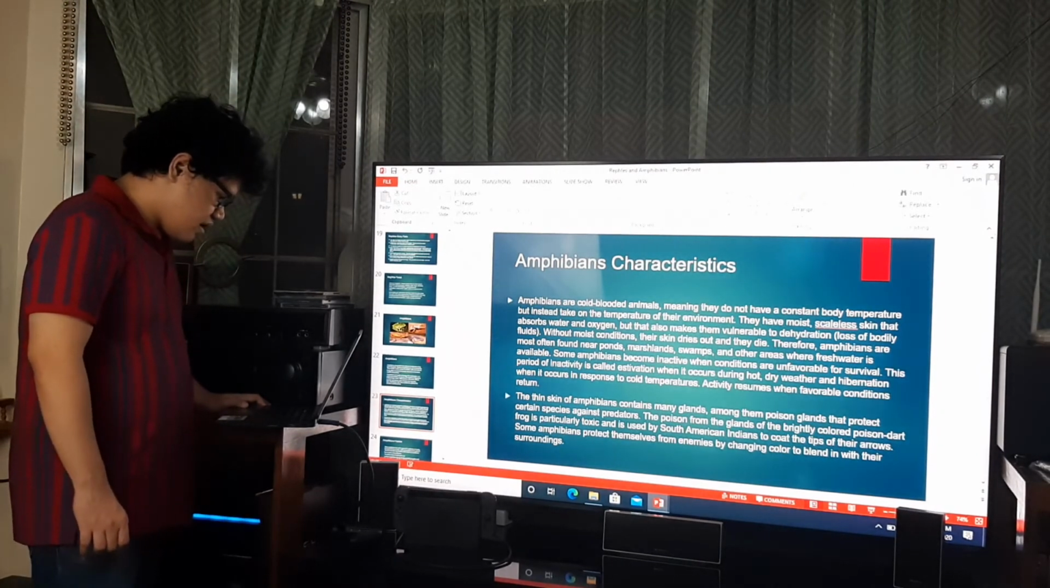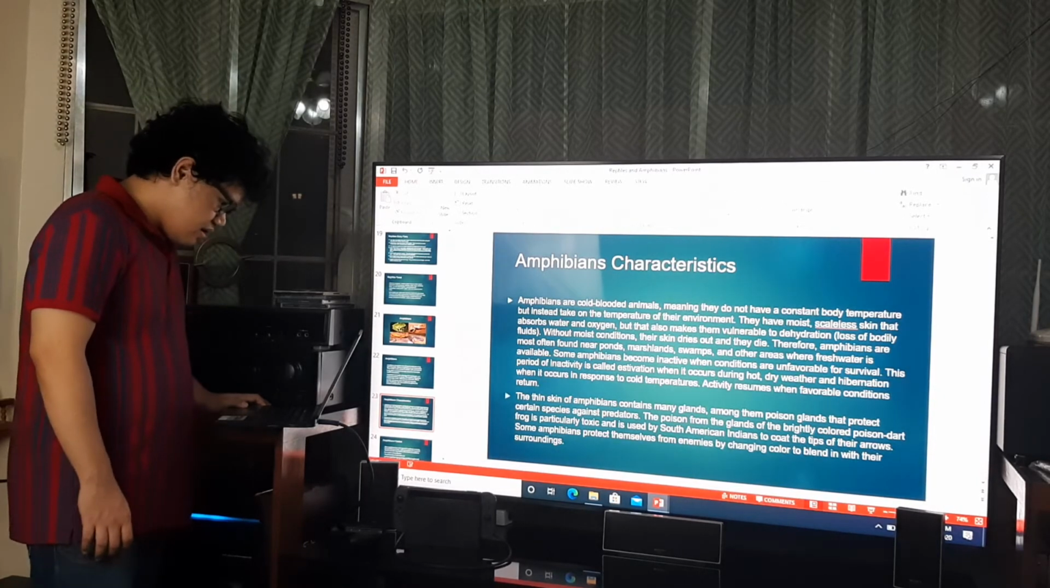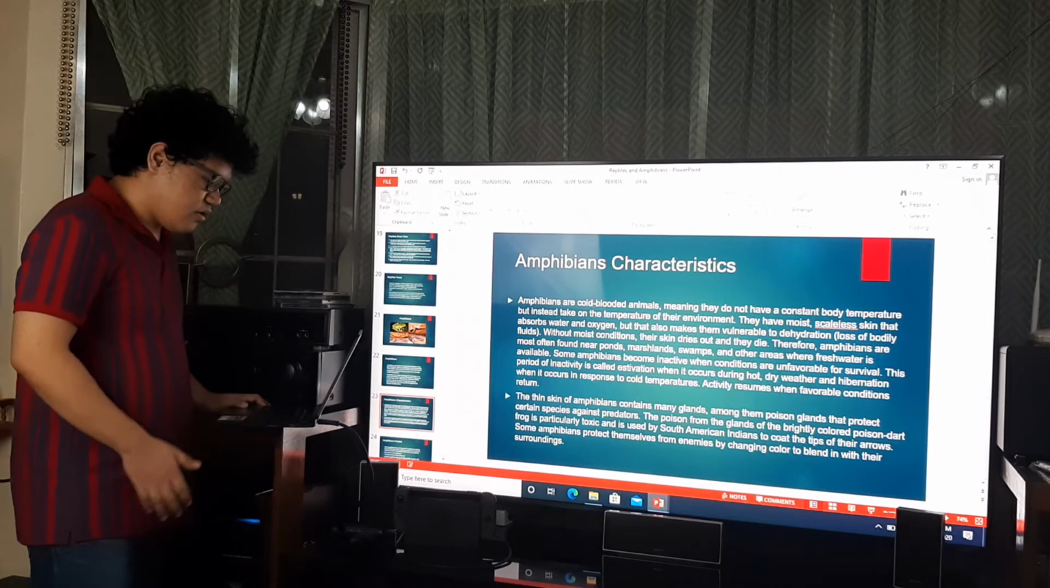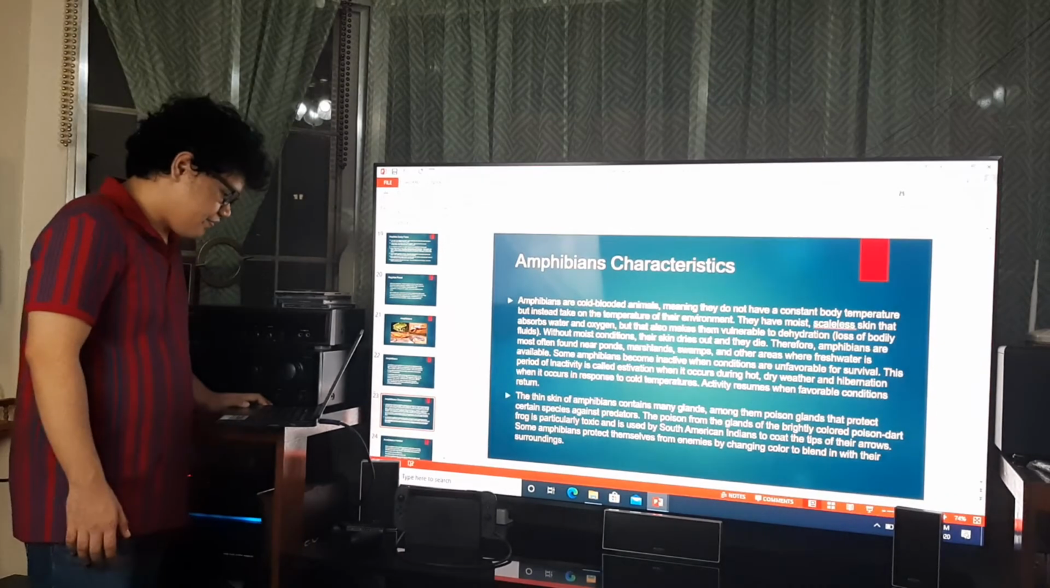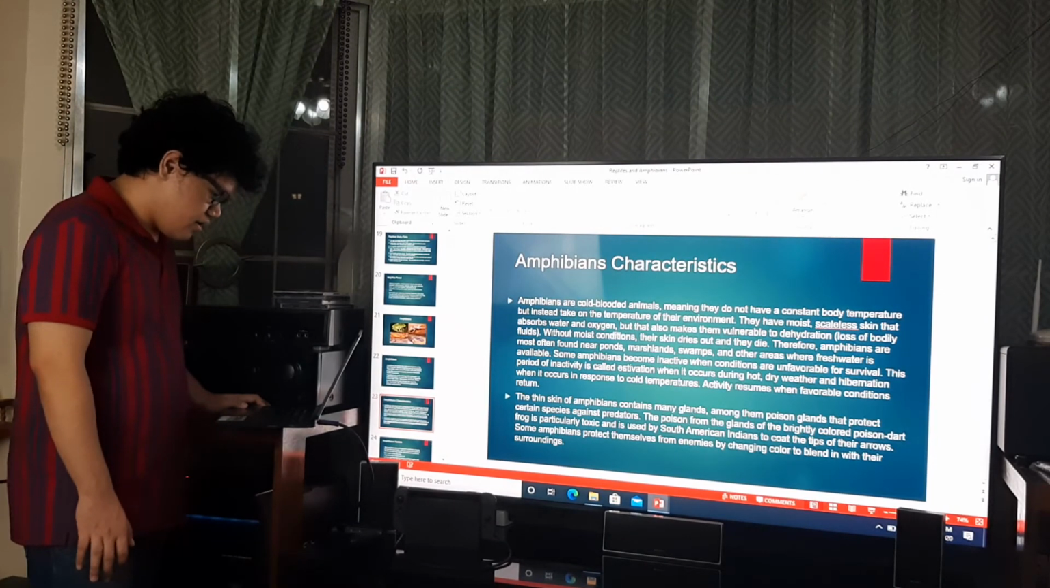Some amphibians become inactive when conditions are unfavorable for survival. This period of inactivity is called estivation when it occurs during hot, dry weather, and hibernation when it occurs in response to cold temperature. Activity resumes when favorable conditions return.